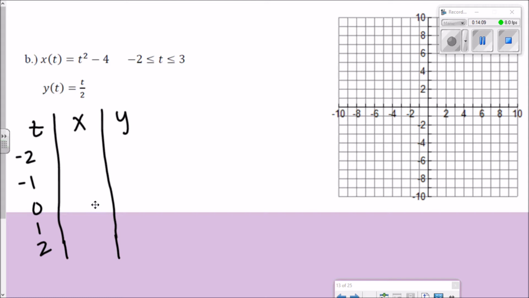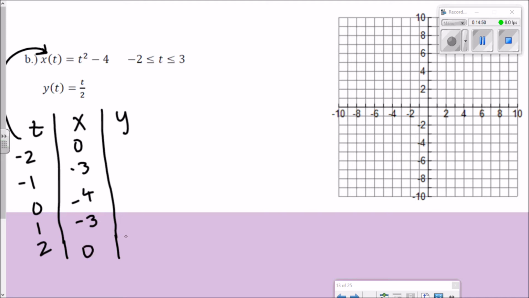All right, so again, first thing I do is plug my t-value into my x function. That's going to give me my x of t. So plugging -2 here, we end up with 4 minus 4, which is 0. Next one, -1. Plug that in. -1 squared is 1. Minus 4 is -3. Next one, 0. 0 squared is 0. Minus 4 is -4. Next one, 1. Plug in 1. 1 squared is 1. Minus 4 is -3. 2. Plug 2 in. I end up with 4 minus 4 again, which is 0.